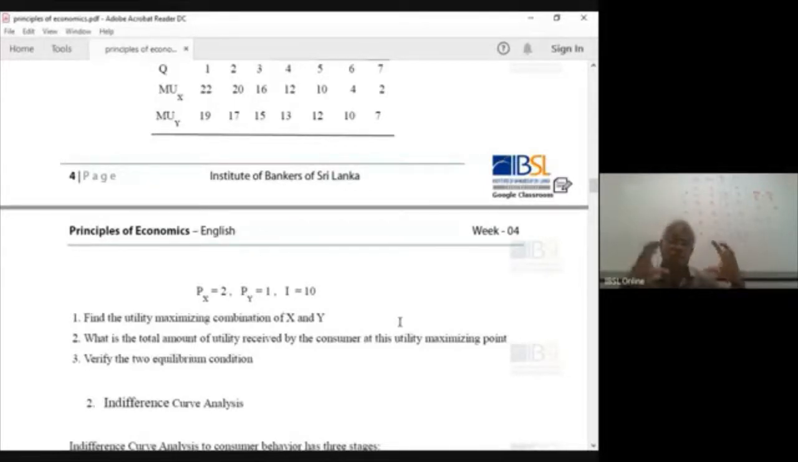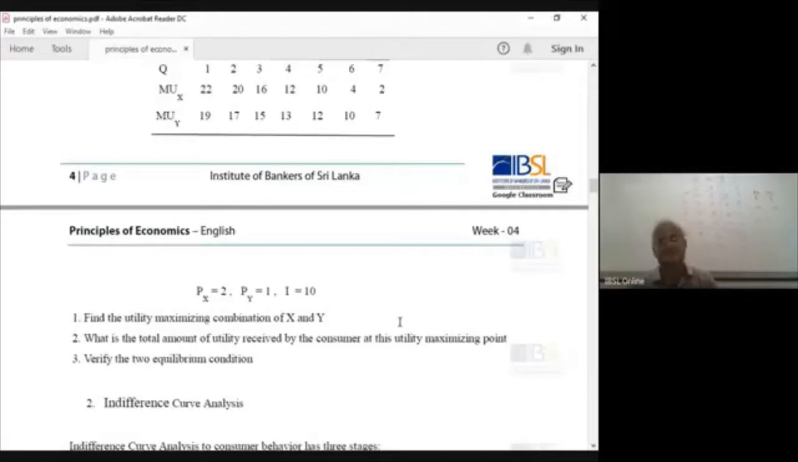Now, what is the total utility of 2 units of X? First unit gives him 22. Second unit gives him 20, from the table. 22 plus 20, that is 42, is the total utility of 2 units of X. Agree? First unit 22, second unit 20. You add these two, then that is the total utility of 2 units of X.